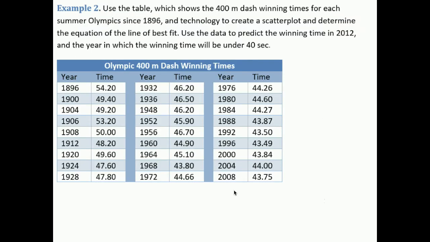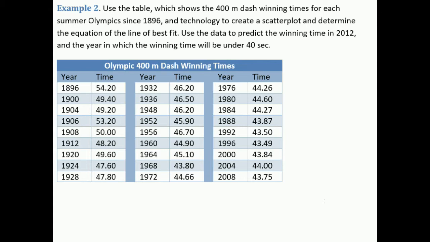Use the table, which shows the 400-meter dash winning times for each Summer Olympics since 1896, and use technology to create a scatter plot and determine the equation of the line of best fit. Use the data to predict the winning time of 2012 and the year in which the time will be under 40 seconds. So we're going to go ahead and use a spreadsheet.